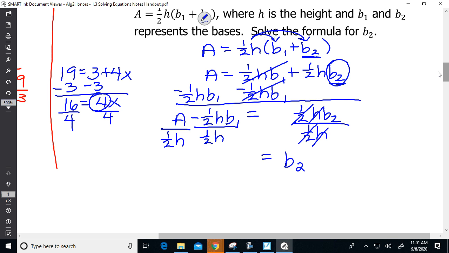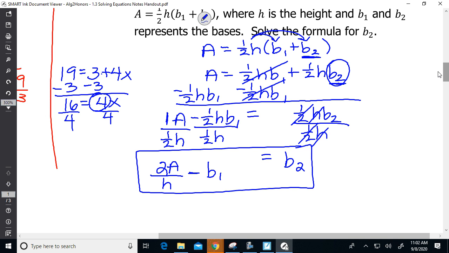Left hand side. 1 divided by 1/2, 2. The a doesn't go anywhere, and the h doesn't go anywhere. They can't go anywhere. Minus 1/2 divided by 1/2, they cancel out. h divided by h, they cancel out. b1 is all that's left over. And that's your final answer.